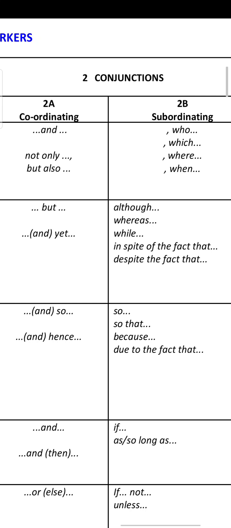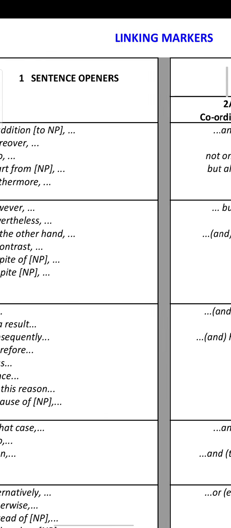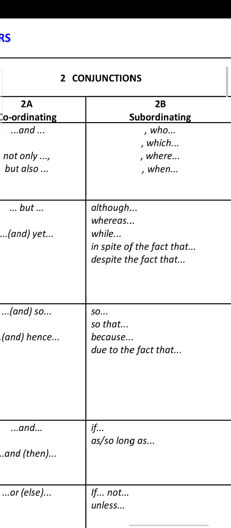We have and for coordinating, to show addition. We can use and, not only but also. For subordinating, we can use who to tell someone who performs activities, which to show something which performs activities, where to show a place, and when to show the time.